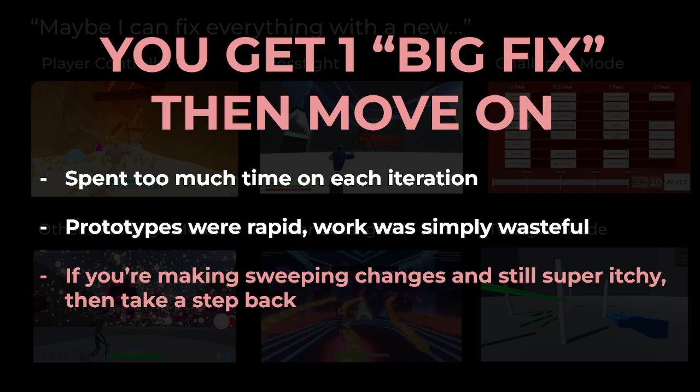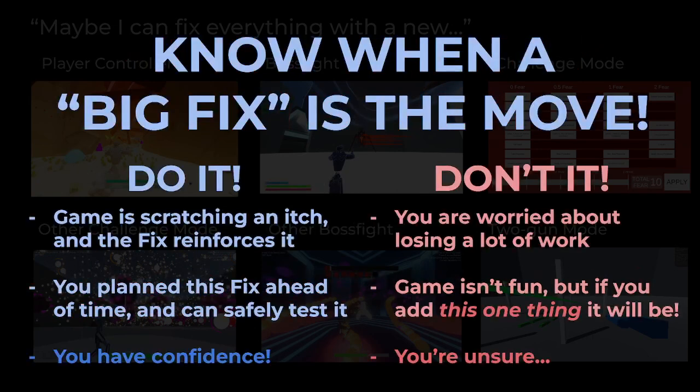If you're making these big sweeping design changes and you're still like, oh, this itch is not being scratched, then you have to take a step back and reevaluate your goals. And then you should know when a big fix is the right move. I made these 2 columns of do it and don't it, where on the left we have the good things. If the fix that you want to do reinforces the thing in your game and makes it scratch that itch harder, then do it, right? If you've planned this fix ahead, then do it if you can safely test it.